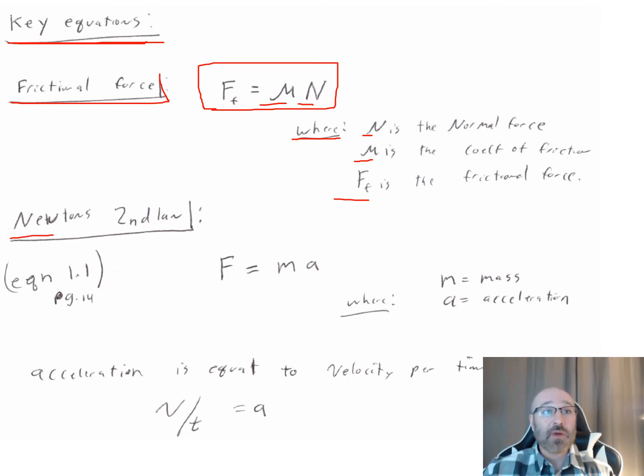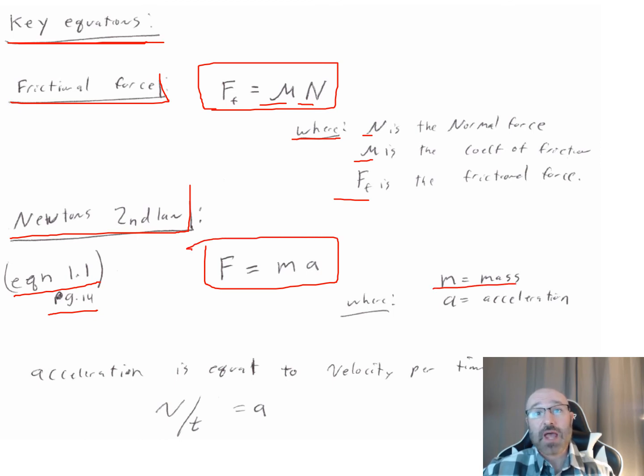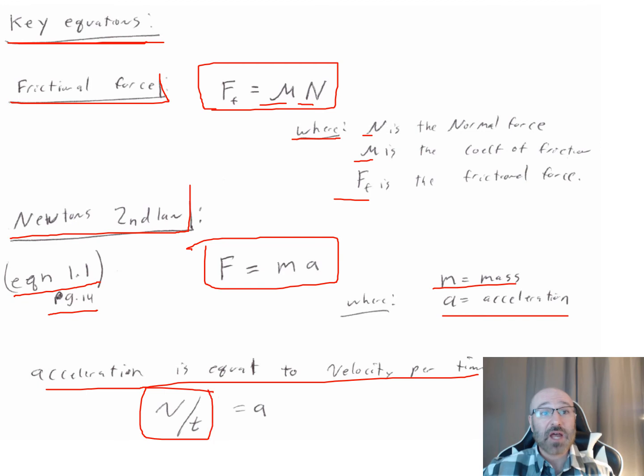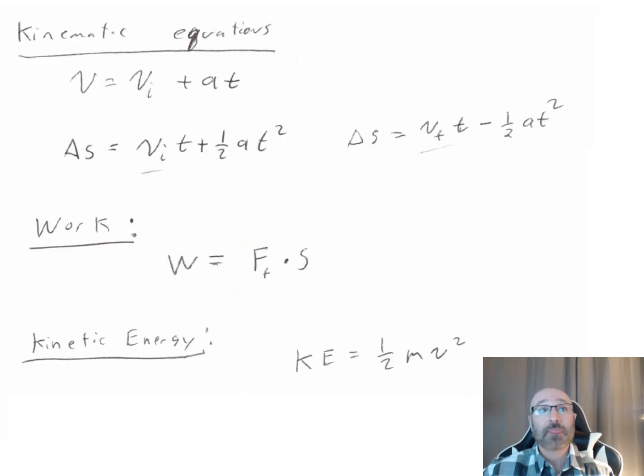Now, Newton's second law will be my other governing equation here. This comes from equation 1.1 on page 14 of the textbook, and this says that F is equal to ma, where F is your force, m is your mass, and a is your acceleration. Now, acceleration, we can equate this to velocity per time. So acceleration is velocity divided by our time right here. So moving forward, some more of our governing equations we're going to utilize for this problem right here. We have our kinematic equations here, where v is equal to v sub i plus at. So my final velocity is equal to my initial velocity plus my acceleration times time. My change in distance is equal to my initial velocity times time plus 1/2 my acceleration times time squared.